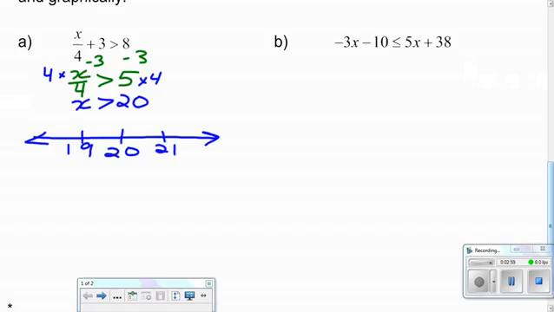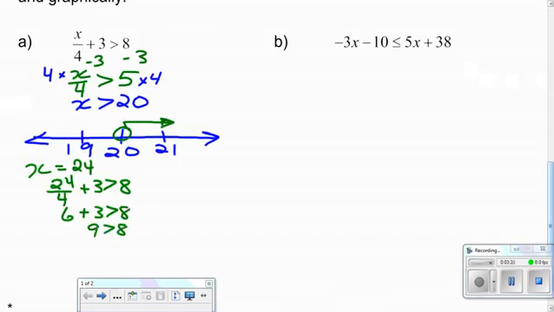put a couple other values on there, and so the inequality is an open circle because x is greater than, and so if x is going to be greater than 20, the arrow has to go to the right. So we're looking for values that are bigger than 20 to satisfy this inequality. I know that I have to divide by 4, so I'm going to be strategic. I'm going to pick x of 24. So then 24 divided by 4 plus 3 should be bigger than 8. So 6 plus 3 should be bigger than 8, and 9 is bigger than 8. So we're good.